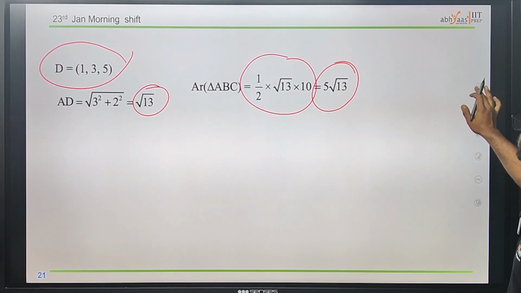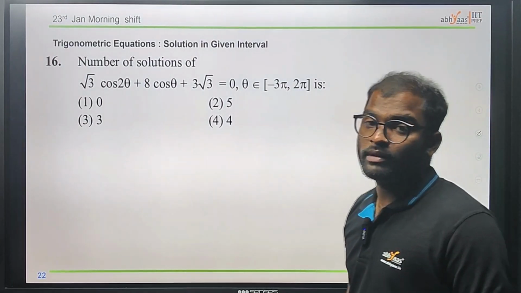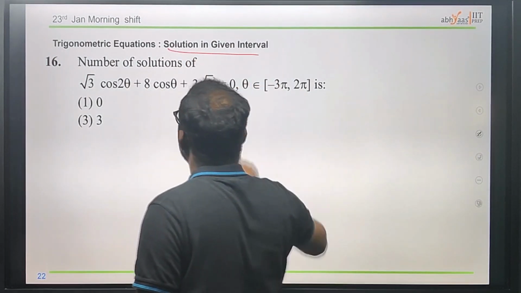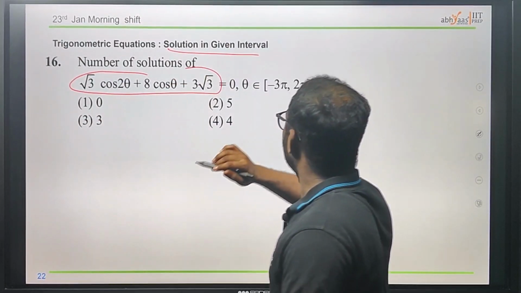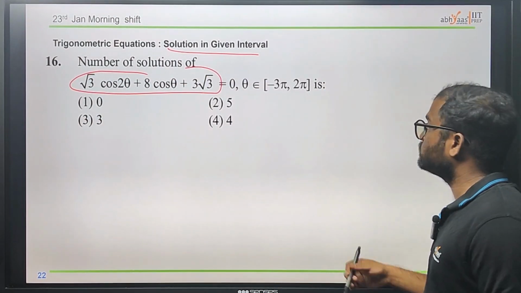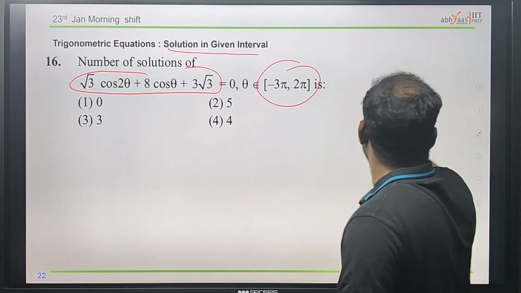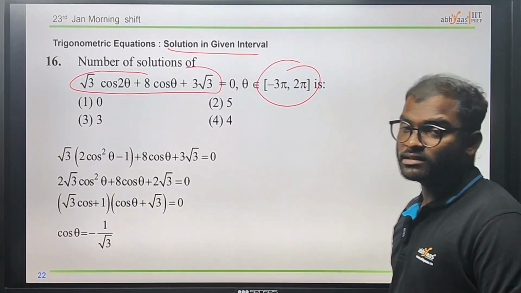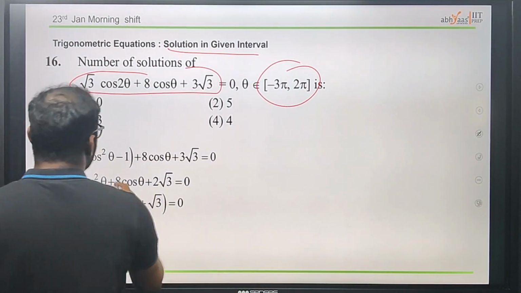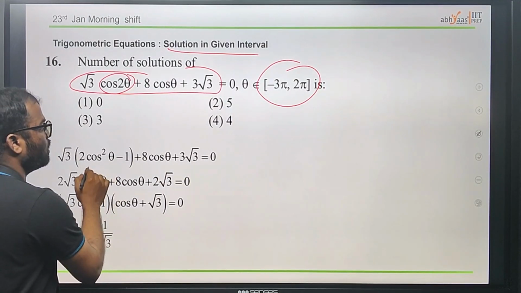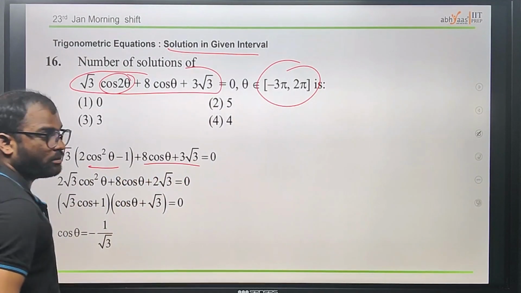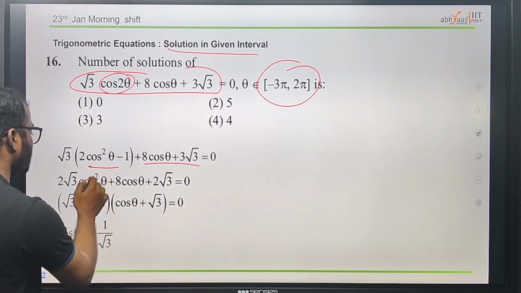Okay, now the next question is on the basis of trigonometric equations, solutions in a given interval. We need to find the number of solutions. Further simplification leads to finding how many solutions are in this interval. If you observe, just some simplifications. See here, we have cos 2 theta, which can be written as 2 cos square theta minus 1, and the right side remains the same. Next, just multiply with this one.